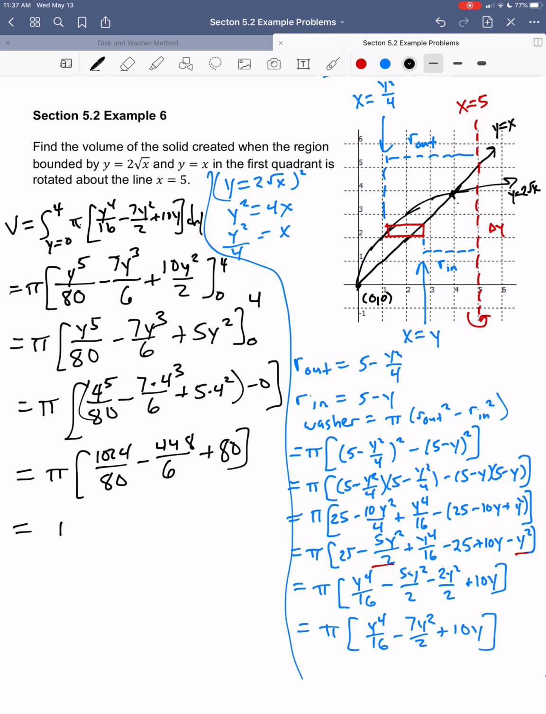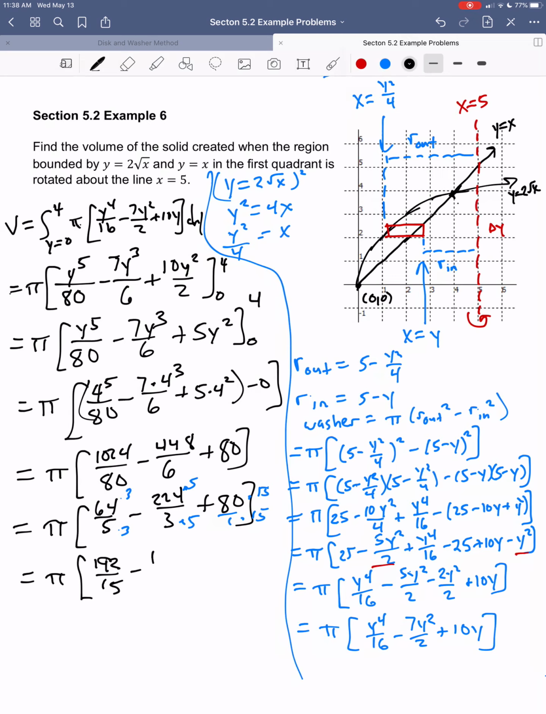If I divide by 16 here, we get 64 over 5. I can divide top and bottom here by 2. We get 224 over 3. So I'm going to have to change to a common denominator of 15. So times 3 times 5, and then times 15. So I get 192 over 15 minus 1120 over 15 plus 1200 over 15. And when all of that clears and we add those numerators and subtract, we get 272 over 15. And of course we can just stick the pi in the top.